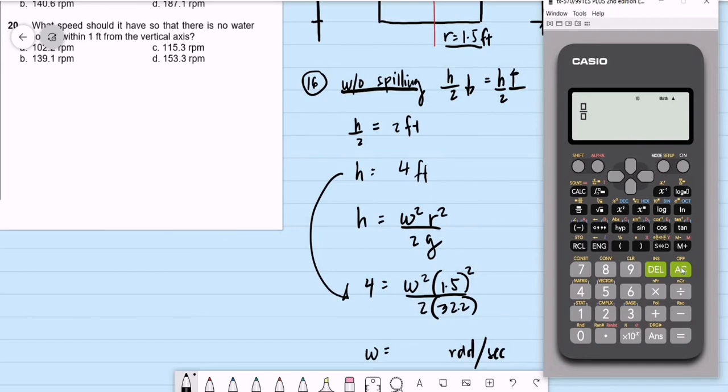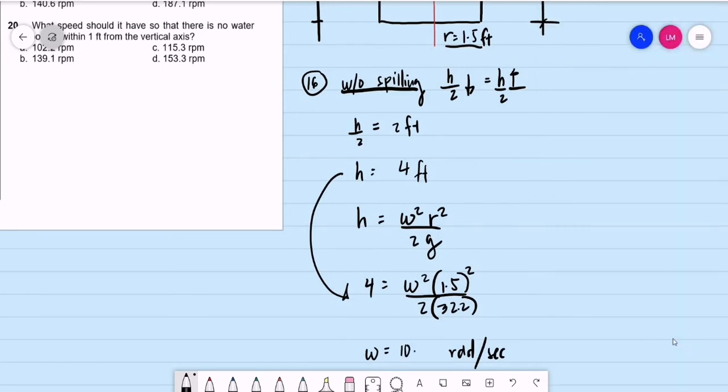So we have 4 is equal to, let's use alpha x for the unknown, the angular velocity, squared, multiplied by the radius, that is 1.5 squared, divided by twice the acceleration due to gravity in English, that is 32.2. I'll be using shift solve. So we'll be having the angular velocity equal to 10.699 radians per second.